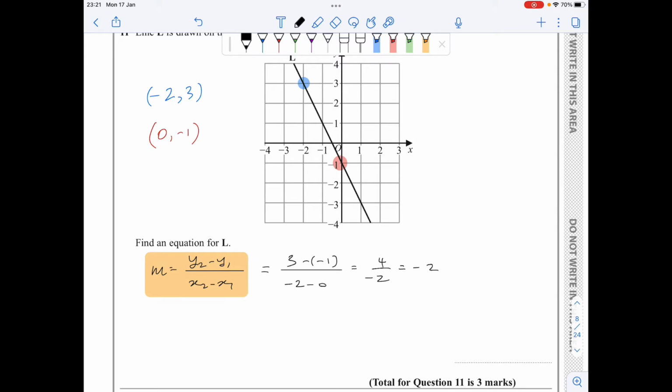Note that the y-intercept is this point here, −1. So the equation of this straight line is y = −2x − 1, where −1 is the y-intercept.